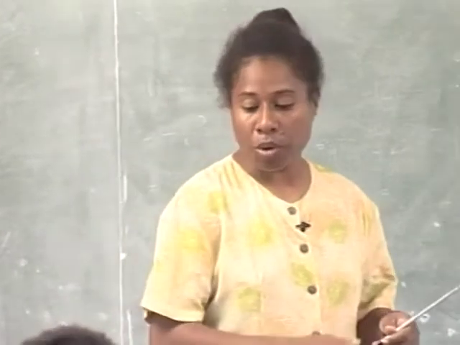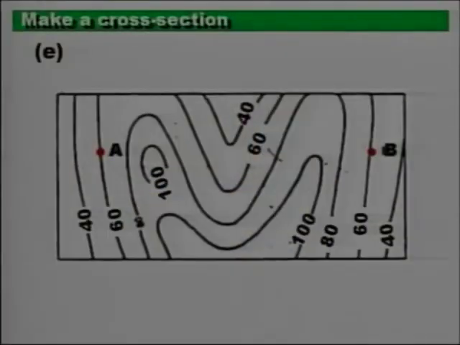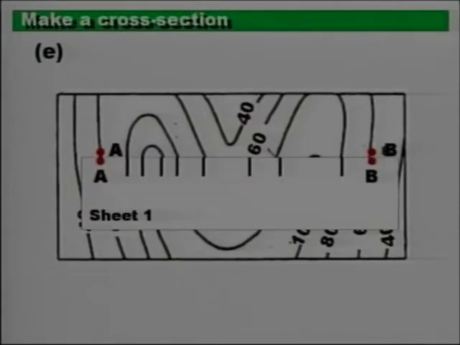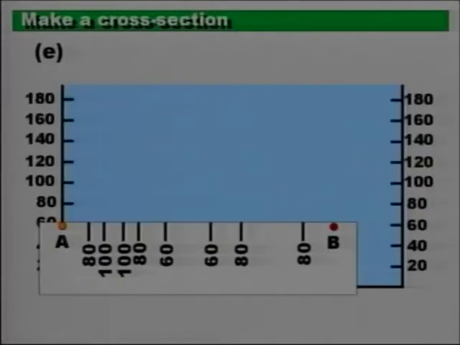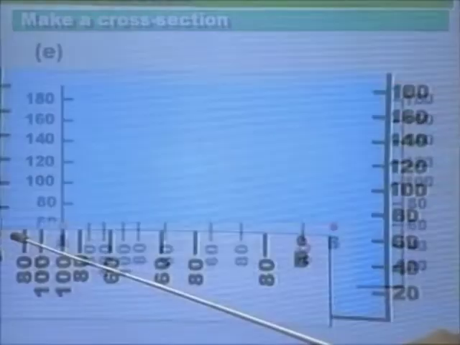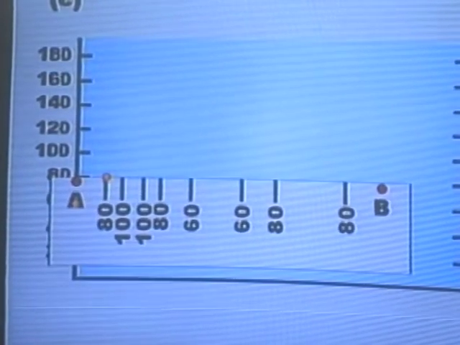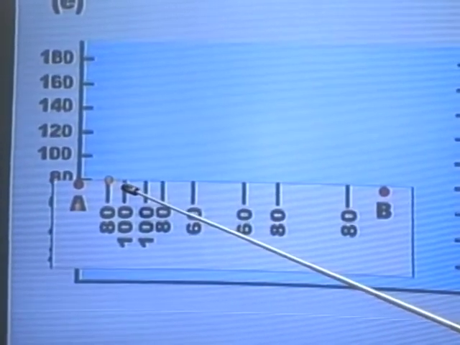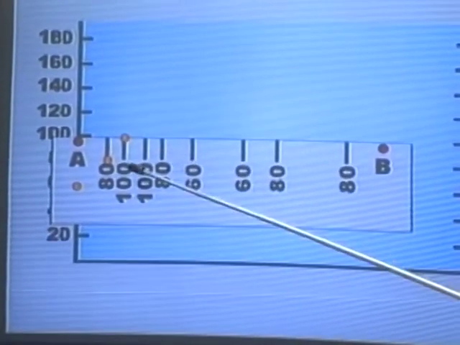This time E, the contour pattern E. Okay, looking at that feature, the contour pattern E from A to B. If we follow the steps, on our piece of paper we plot all the features that cross that line from point A to B, label them, put in the heights of those features, and then move onto the framework. We start plotting. Point A should be right where 60 meters is along the vertical axis. The next point should be 80 meters. We check the next point, 100 meters.